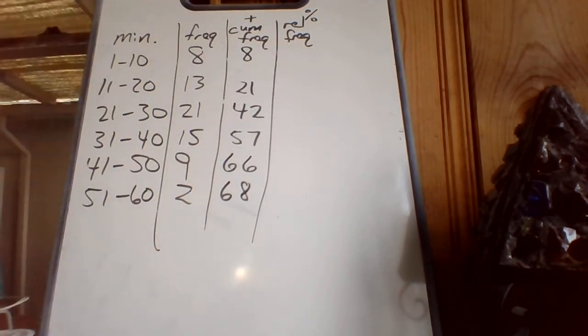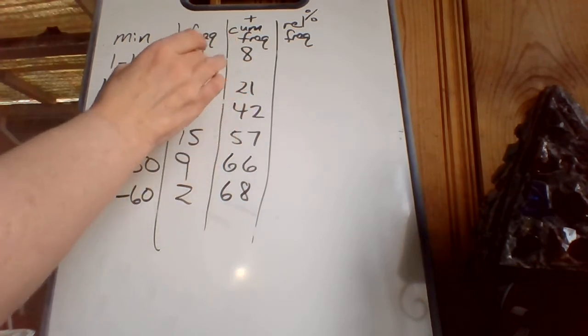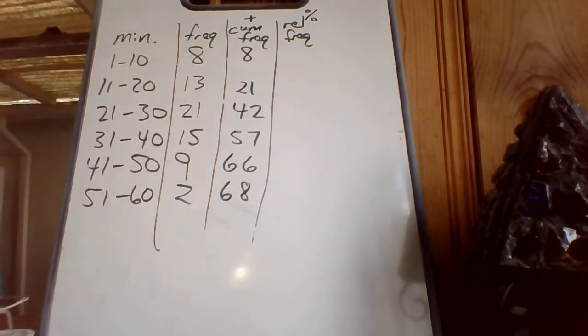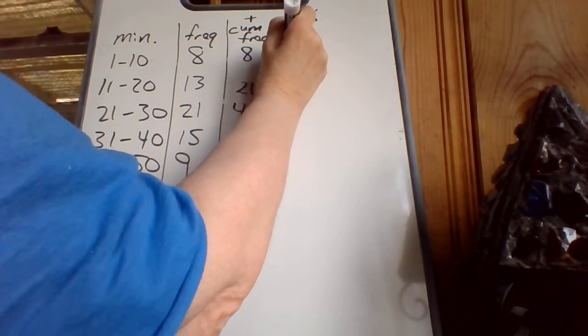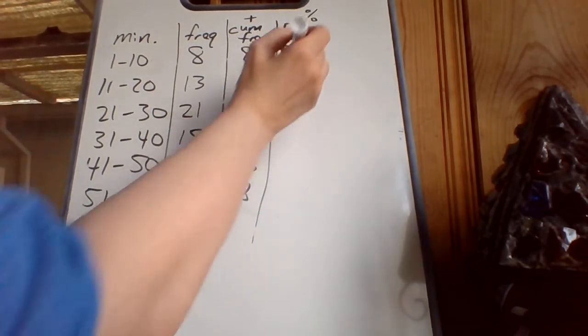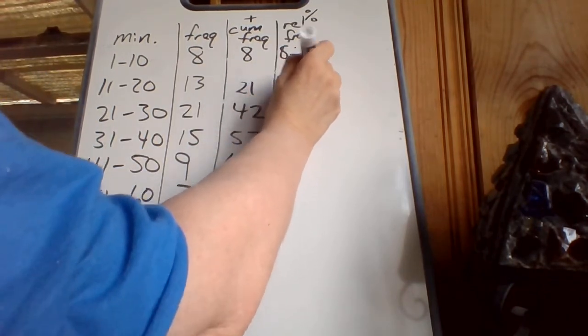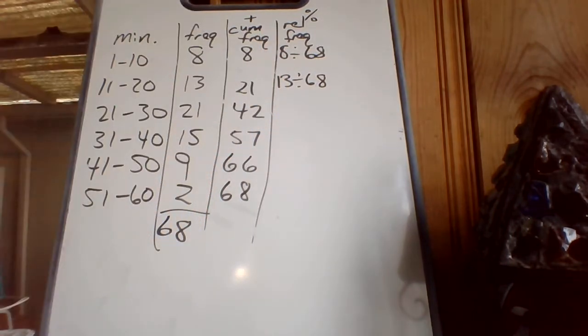And then your percent column. Okay, now make sure to not accidentally use the cumulative frequency on this. You're going to use these numbers in the regular frequency. 8 divided by, and this totals up to 68. I already know that because it says so right there. 8 divided by 68. And then make sure the next one you do 13 divided by 68. And don't accidentally do 21 divided by 68. Okay, so 8 divided by 68.